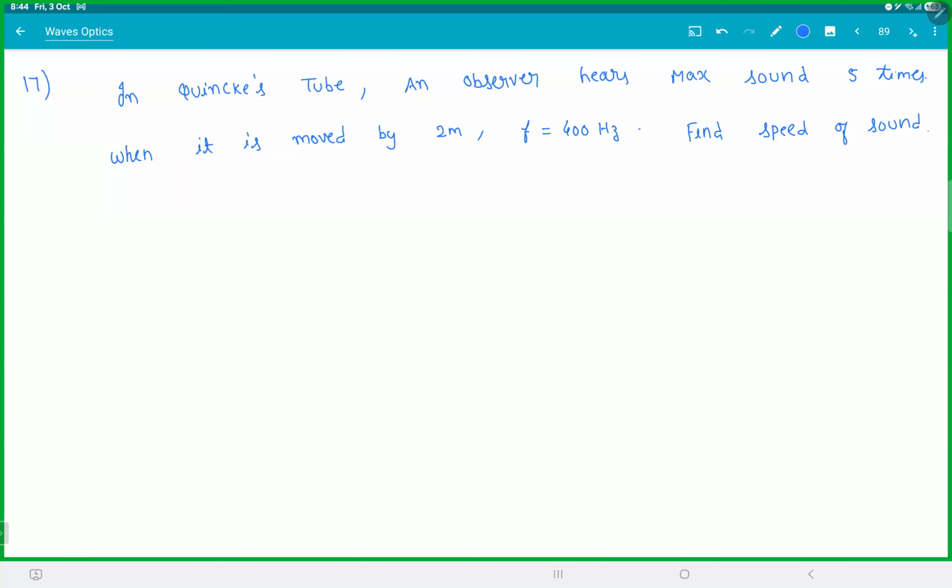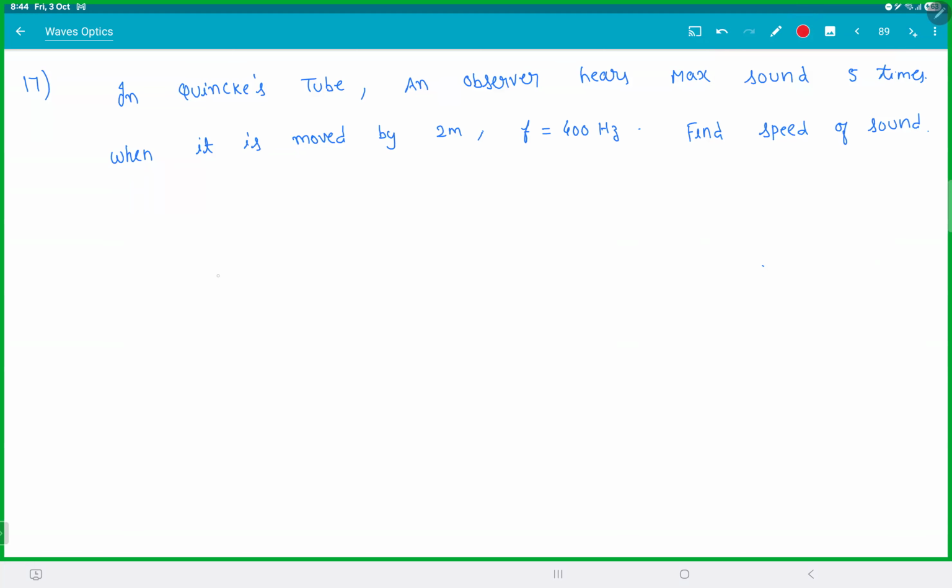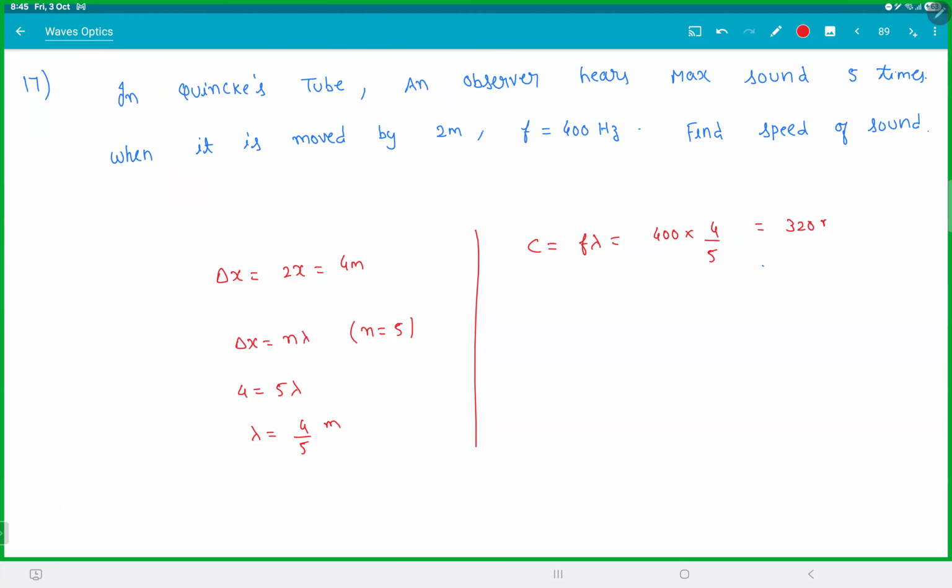Right question. See, so what is the path difference? If you move it by 2 meters, the path difference will be 2x. 4 meters is the path difference. You're hearing 5 times the sound, so delta x is equal to n lambda. So here n is equal to 5, since you hear 5 maximas. So 4 is equal to 5 lambda. So lambda is equal to 4 by 5 meters. Speed of sound is equal to f lambda. 320 meters per second. Easy? That's your Quincke's tube.